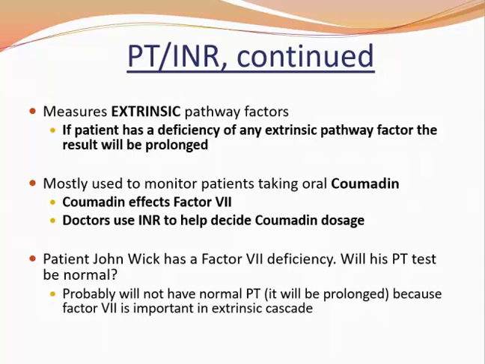If you look at the scenario in the last bullet, if you have a patient that has a factor 7 deficiency, will the patient's PT test be normal? Probably will not have a normal PT. It will be prolonged because factor 7 is very important in the extrinsic coag cascade pathway.